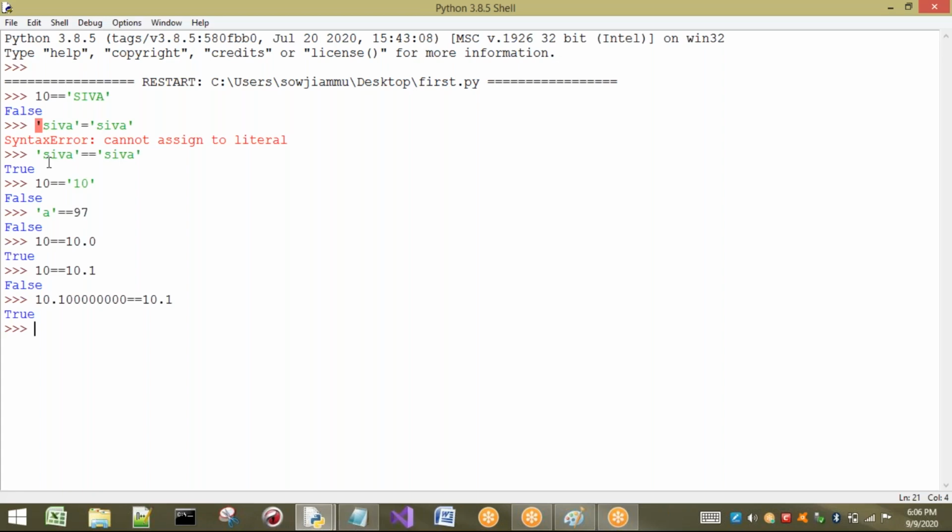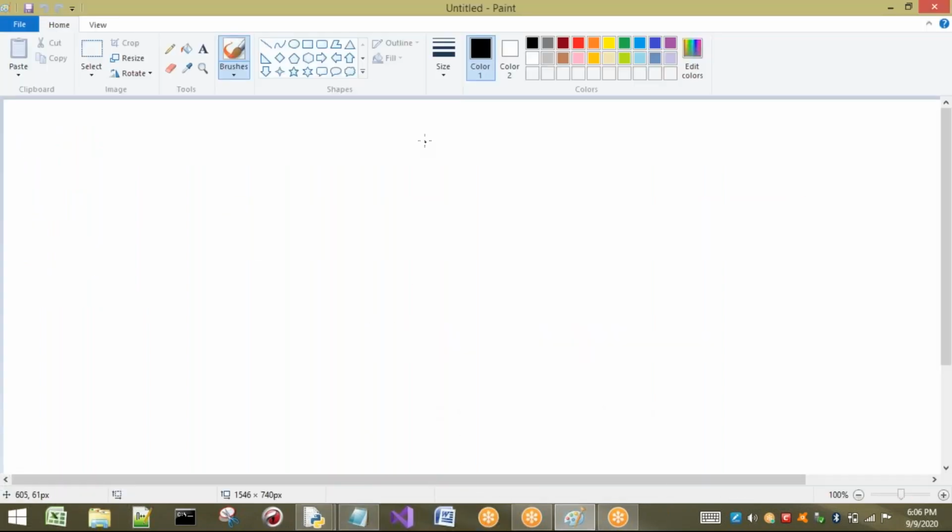Okay. Right. So these small things you have to observe here. These are the different types of relational operators we already saw in yesterday's class, and these are some examples regarding those. Now today we are going to see about logical operators. First let us see about logical operators. Okay.